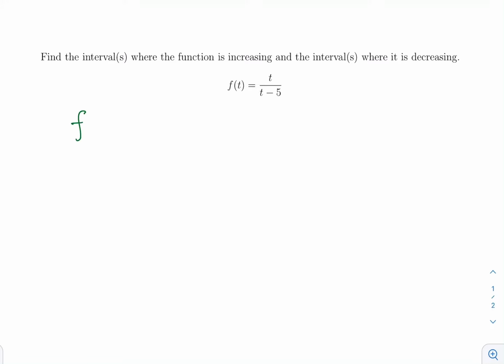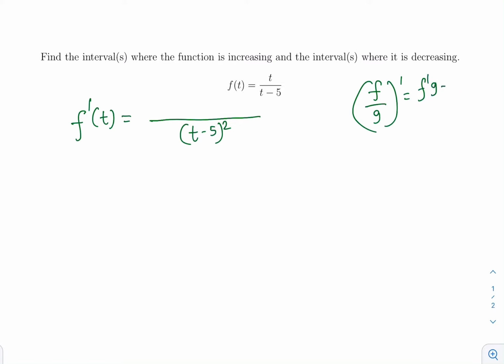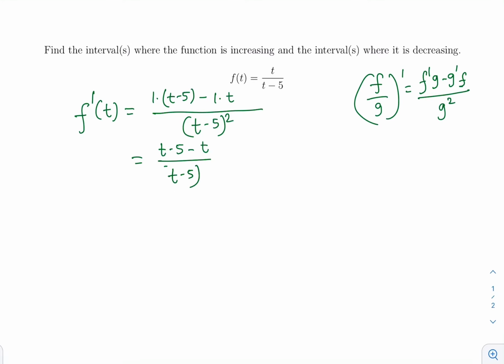So here the derivative is, this is a quotient, so we need to use the quotient rule. On the bottom is squared. On the top, it's like when you have f over g and you want to find the derivative, that is f prime g minus g prime f over the bottom squared. So the derivative of the top is 1 times the bottom minus the derivative of the bottom, which is also 1, times the top. That is t minus 5 minus t all over t minus 5 squared.